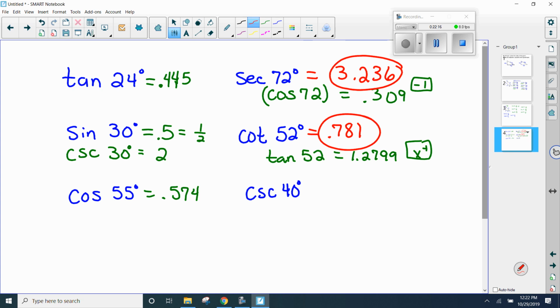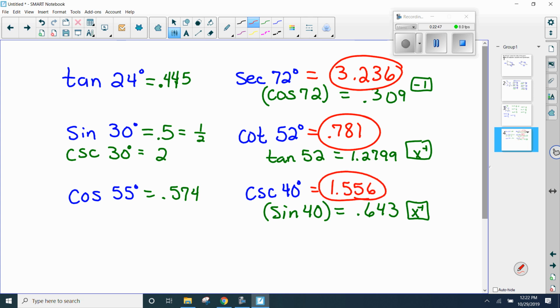So the last one, cosecant, reciprocal of sine. So it's going to be the sine of 40.643, and then you're going to hit that x to the -1 key to get the reciprocal. And you get 1.556 if you round to 3 decimal places.